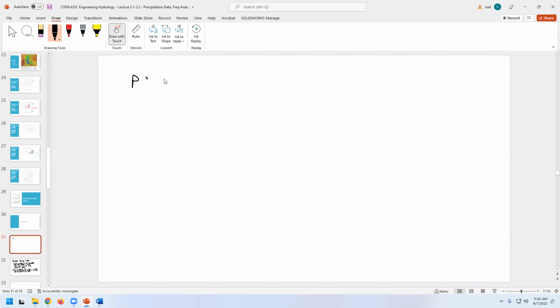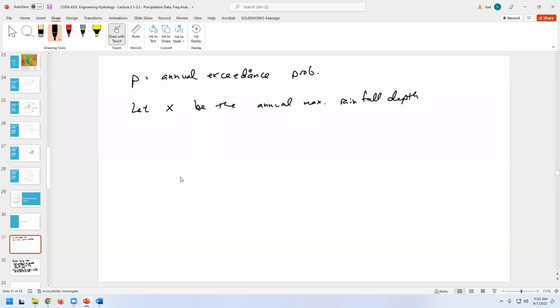We've defined this P, this probability, annual exceedance probability. We did this in stats, but we'll do it again here. I think that's an E, but sometimes I put an A. And let X be the annual maximum rainfall depth in a given year. So we have a year, we're measuring over 24 hours. Got to specify that duration. So every 24-hour period, we're measuring the maximum rainfall depth. And so X is our random variable that follows a probability distribution.